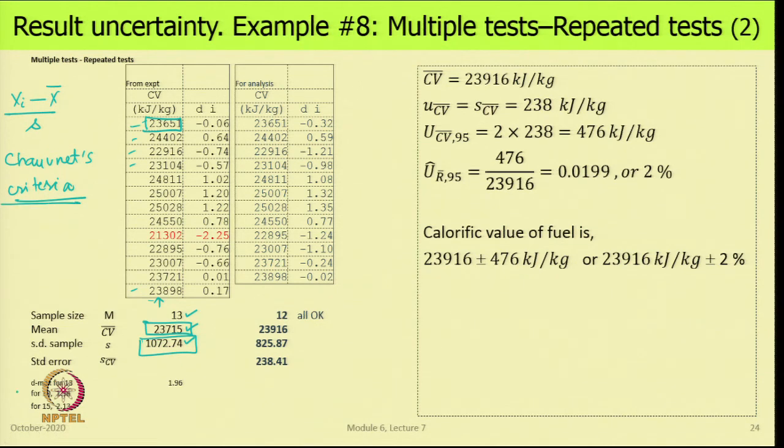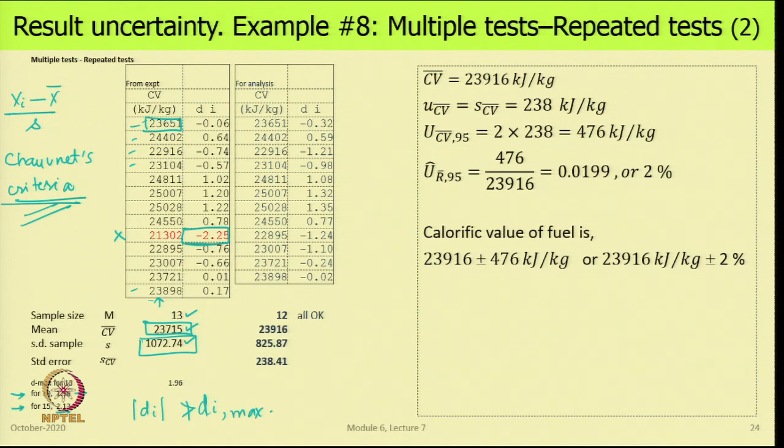We look up the tables, and it says that for sample size 10, you should have no deviation greater than 1.96. For 15, the deviation should not exceed 2.13. So, let us take the more stringent criterion of 10, which is 1.96, and we look at all these numbers here, and we find that 2.25, the modulus of this value, exceeds 1.96. That means the modulus of di that we got should not exceed the di maximum given by Chauvenet's criterion. So, this reading we have to reject.